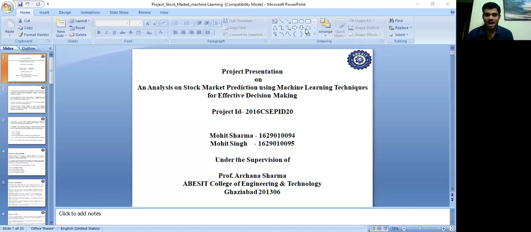Good evening, everyone. I'm Moish Sharma of Class CSB, presenting a project on a report and analysis of stock market prediction using machine learning techniques for effective decision making. On behalf of my partner Mohit Singh, under supervision of Professor Archana Sharma.